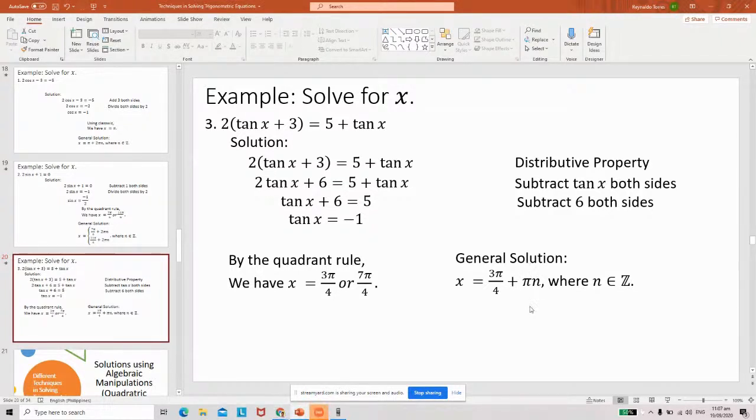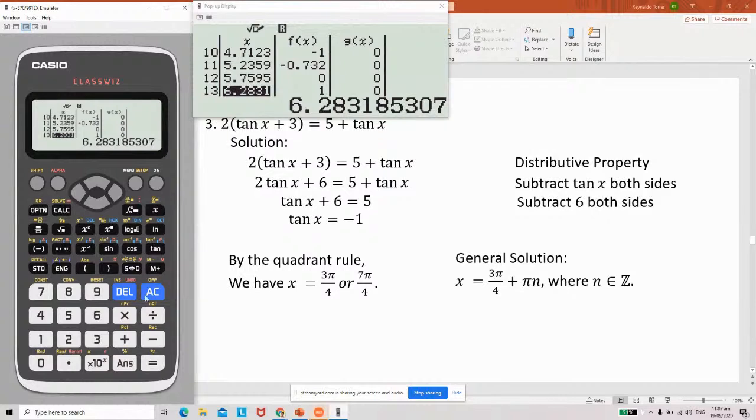Bakit usually din pi n ang pinang-a-add kay tangent? Kasi ang period ni tangent, 'di ba? Usually nabubuo niya yung graph, no, sa pi n. Yung gano'n na hati. Yan, yung doon sa graph. Okay. If we're going to use the calculator, paano po? Table mode.